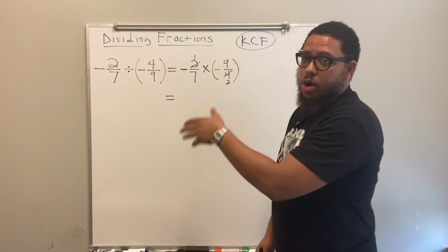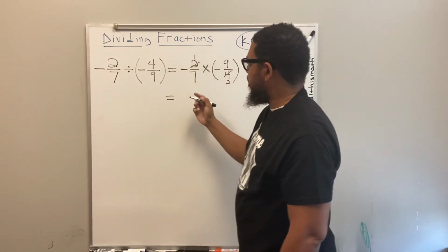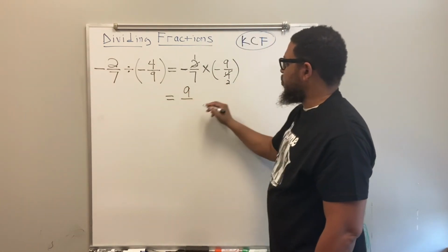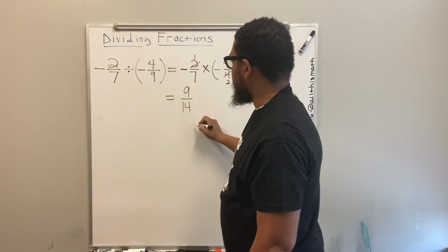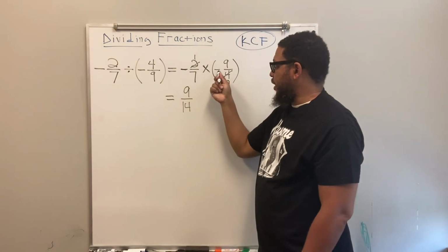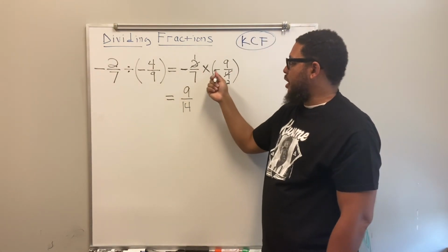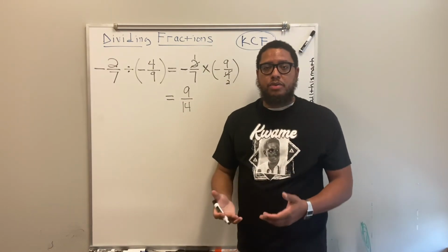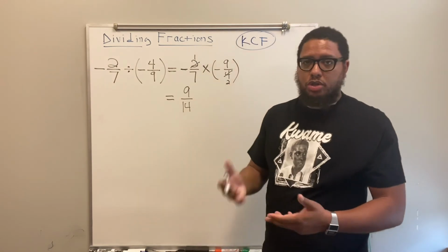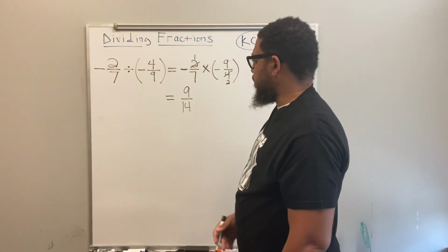So now we can do our horizontal multiplication. Now we do 1 times 9, which is 9. And we do 7 times 2, which is 14. And the answer should be positive because I got a negative times a negative. I had a negative divided by a negative, but that converted into a negative times a negative. And whenever we deal with two negatives with multiplication or division, our product or result is going to be a positive. All right? And we got 9/14.